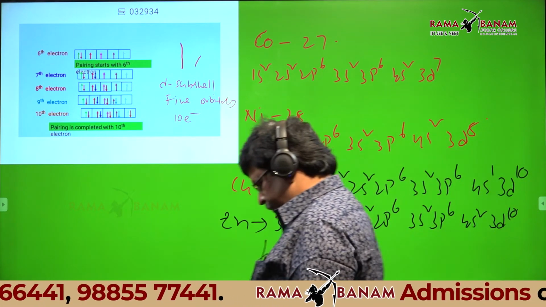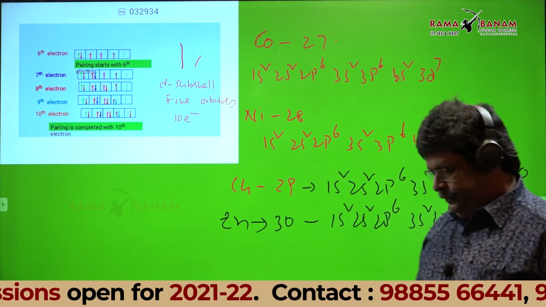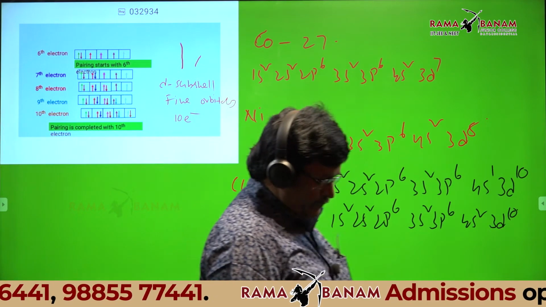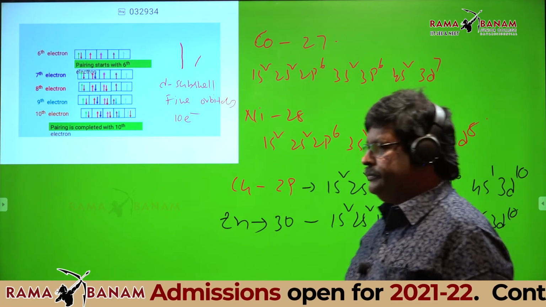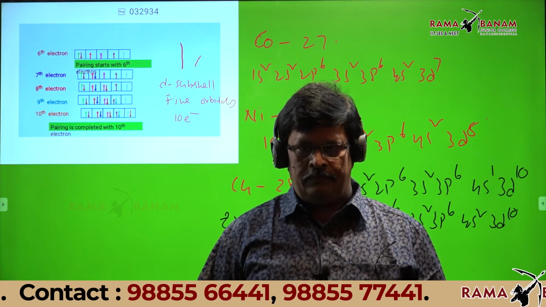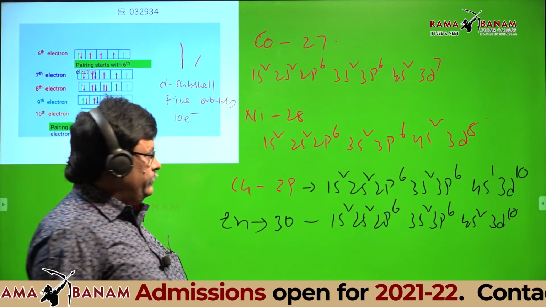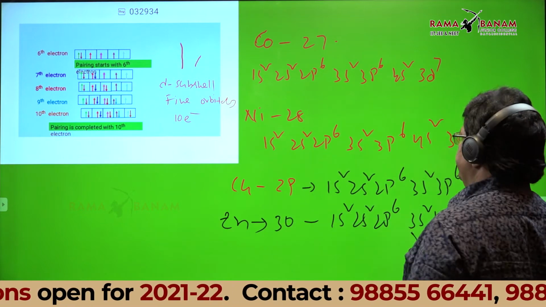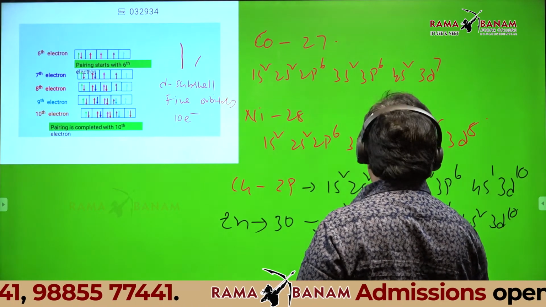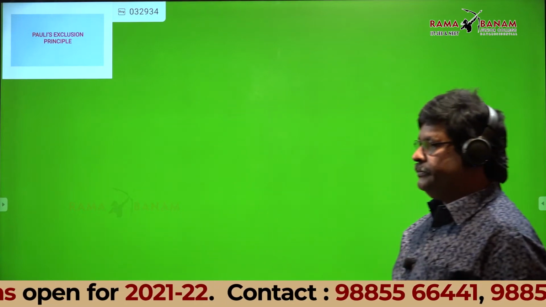10 orbitals, 5 shells, sir. All three, sir. No, sir. Four electrons. Yes, sir.